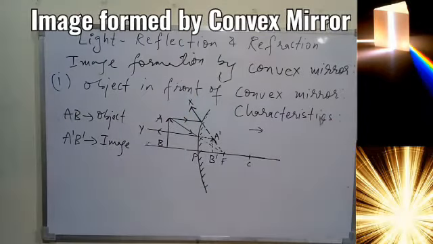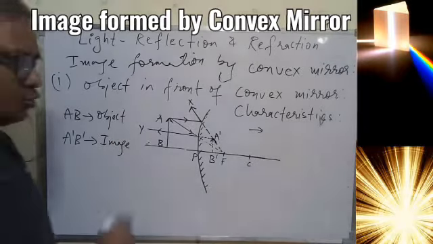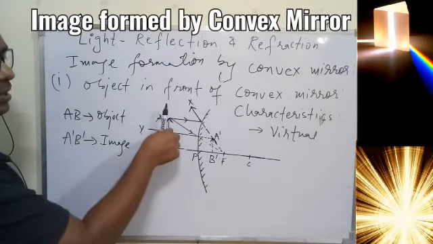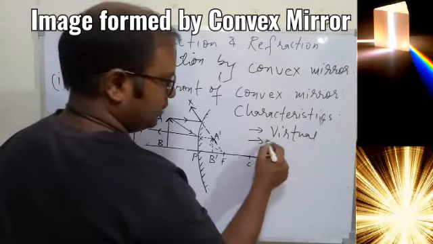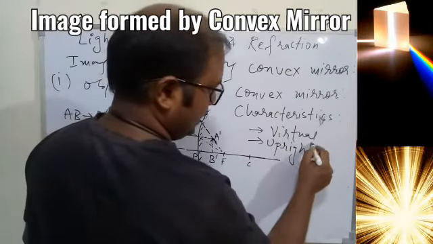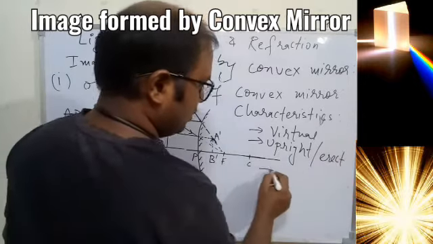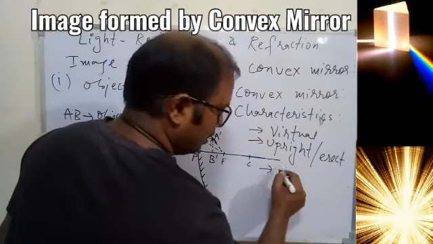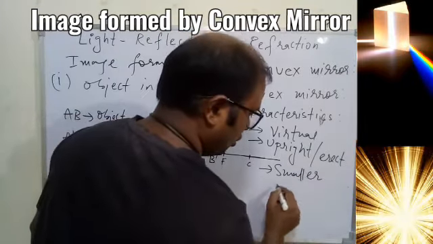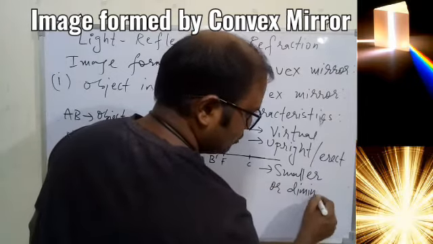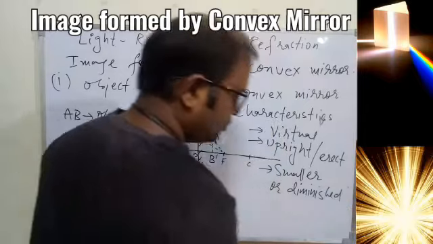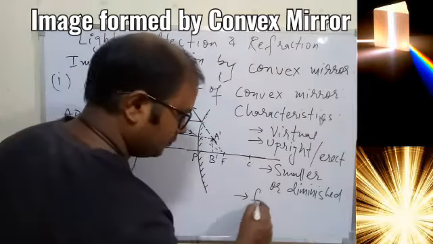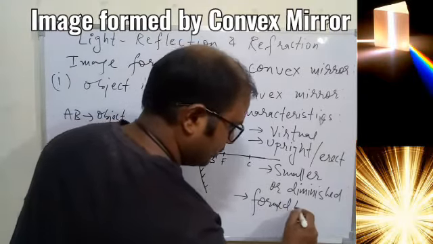So the very first property is that of the image. The image is virtual, it is understood, it is behind the mirror. You can also see the image is upright: the object is this way, the image is also this way. That is upright, or erect, we can say. And if you compare the size of the object and image, the image is smaller, or diminished. Diminished is the word we can use for the smaller image. Okay, and it is formed behind the mirror.